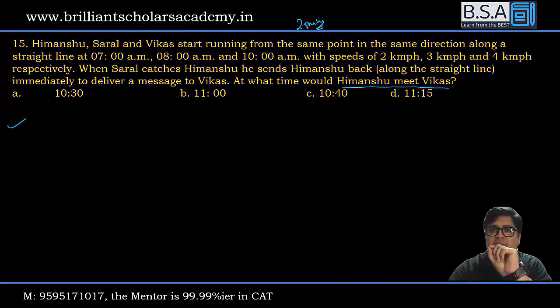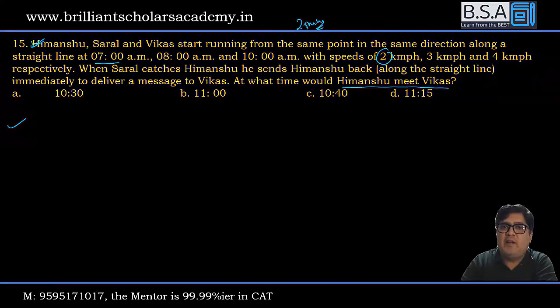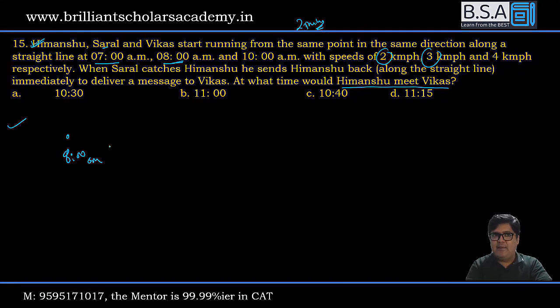The concept of relative speed works only when they are moving at the same time. So here Himanshu starts traveling at 7 a.m. with a speed of 2. जिसका नाम पहले उसका speed पहले. Then Saral starts at 8 a.m. with a speed of 3. So let me start with 8 a.m. The time right now is 8 a.m. So Himanshu has been traveling for 1 hour, 1 hour with the speed of 2.